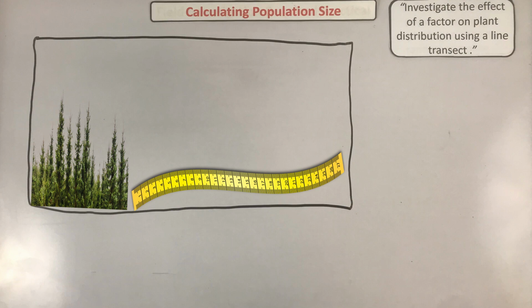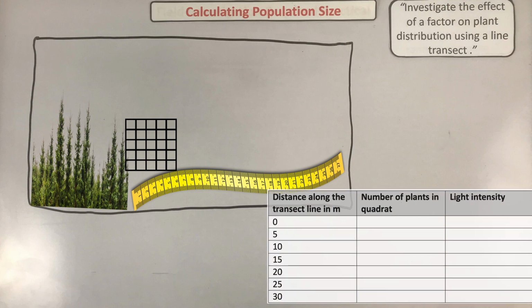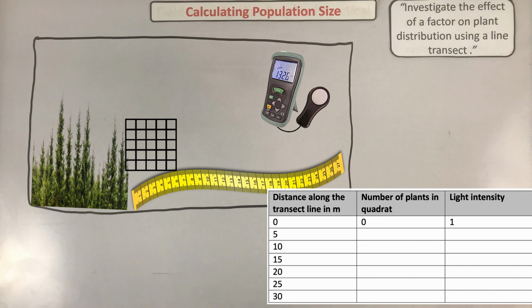The second thing you do is place your quadrat along the transect at specific distances. So I'm going up in 5s. Then you count your number of plants using your quadrat, and after that you use a light meter to measure the light intensity at each area. Then you record your results in a table like this one.